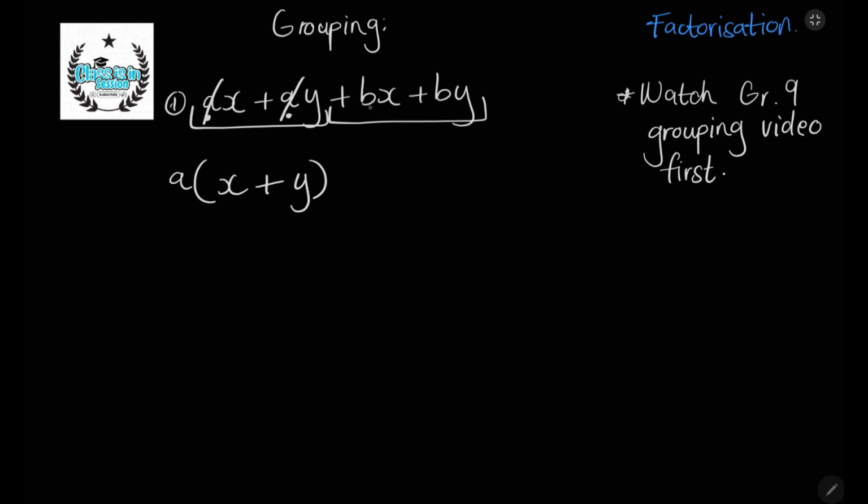For the second pair, we have bx plus by. We have a b here and a b there, so we can take out a b. Open a bracket: b divided by b, we're left with x, plus b divided by b, we're left with y.